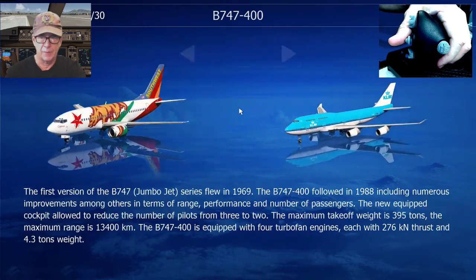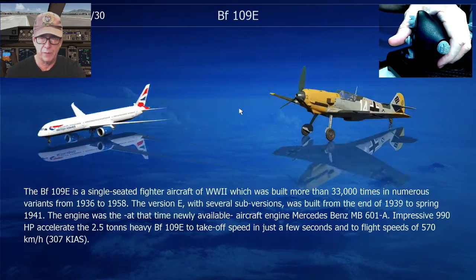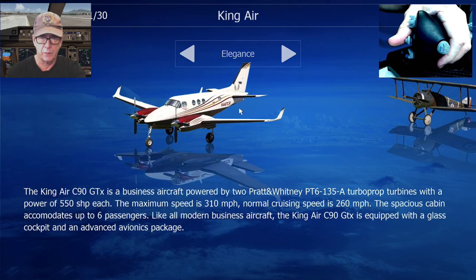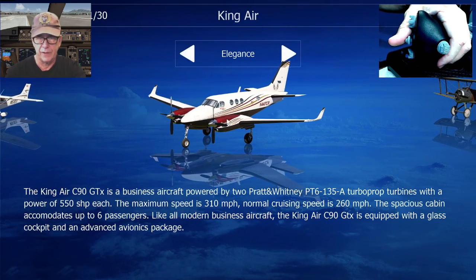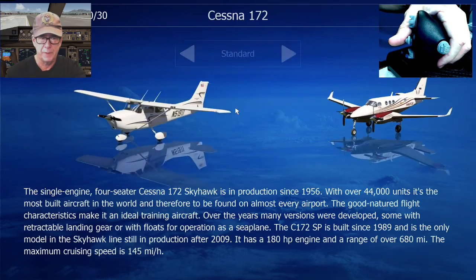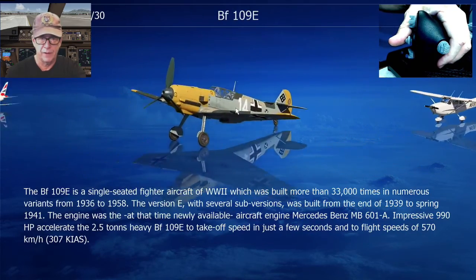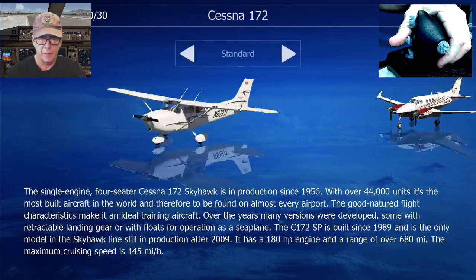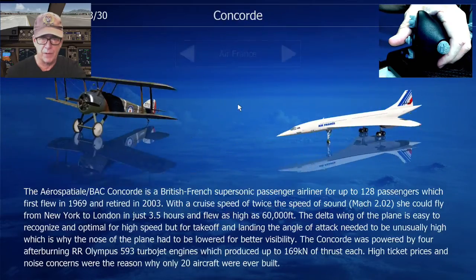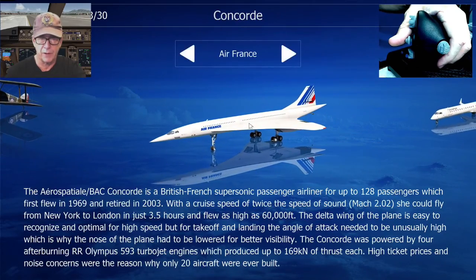I like flying a small 2-engine sometimes, like the King Air C90, which is nice to practice on if you want to learn how to fly these things. I don't particularly like to fly the really small Cessnas. And there's the Concorde I told you about. So they do have the Concorde in there.